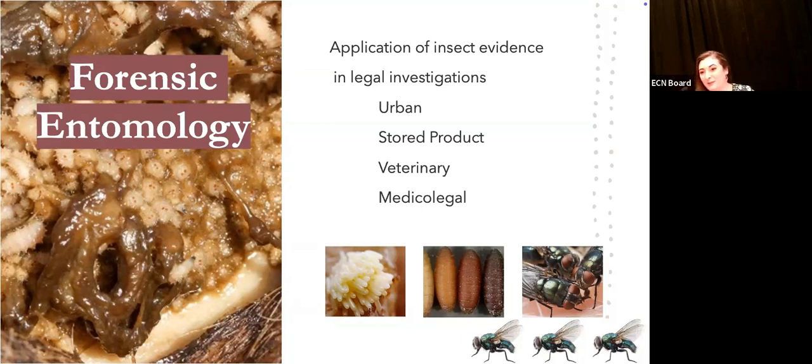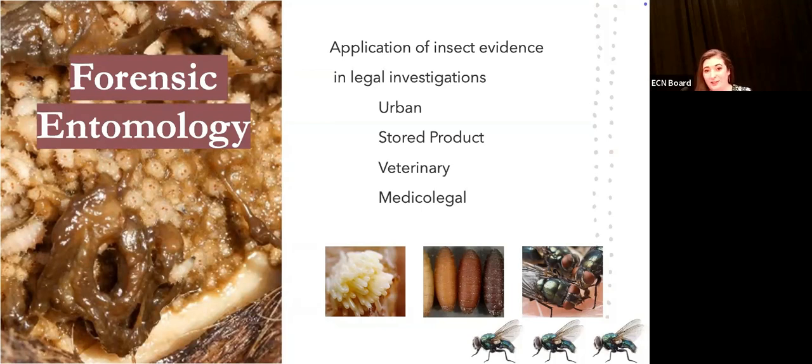But in my field of forensic entomology, we're looking for ways to apply information about our insects to different applications, whether it's civil cases with urban or stored product, veterinary cases of animal abuse and neglect, or wildlife poaching and trafficking, or in my world, about 99% of the casework that I get is in medical legal, dealing primarily with death investigations.